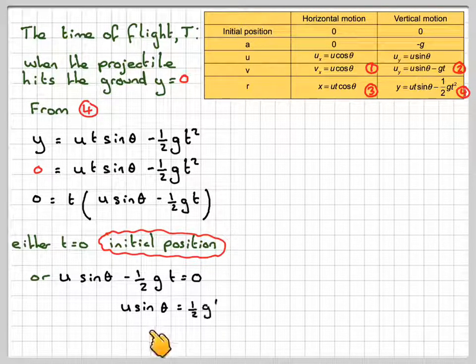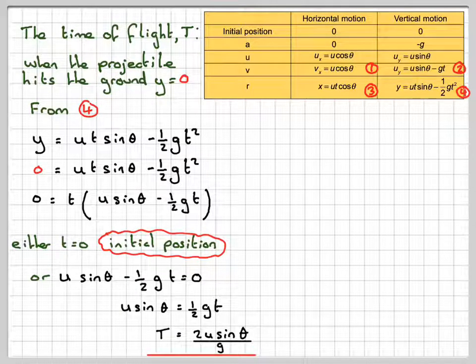Solving that, we're going to get u sine theta is equal to half g t, and therefore t, the time of flight, will be 2u sine theta over g. All right, so that gives me the total time of the flight from start to finish.